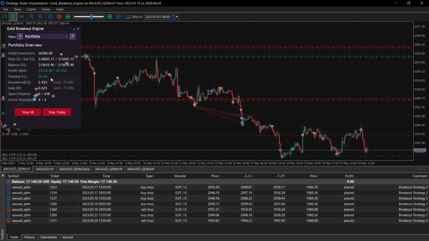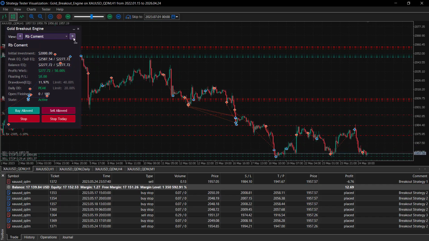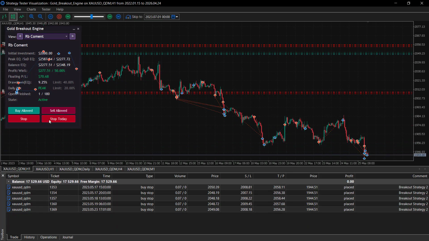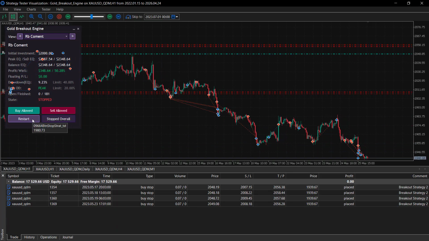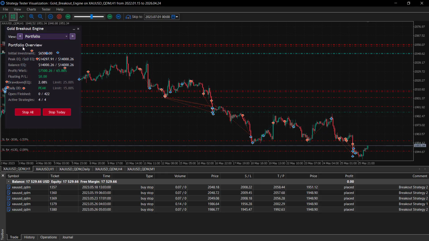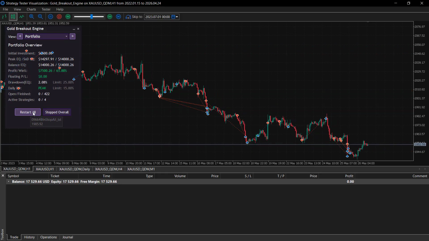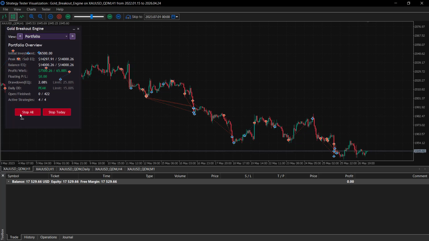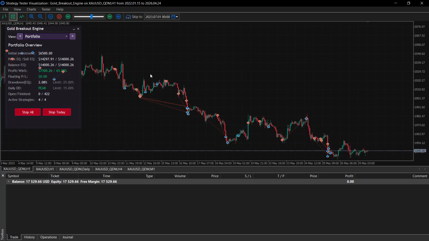You also have the option to disable buy or sell trades for a specific strategy, or even disable the entire strategy itself. If you need portfolio level control, you can also enable or disable trading for the whole portfolio directly from the interface. All of these features are available in the strategy tester as well, so you can experiment with them and see how they behave.